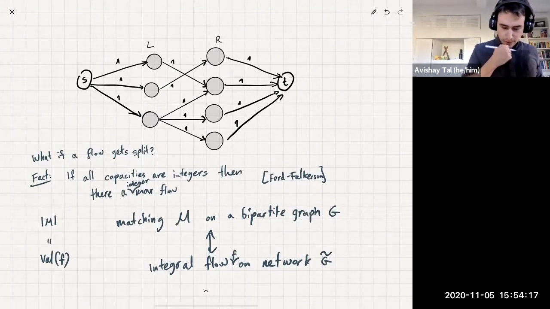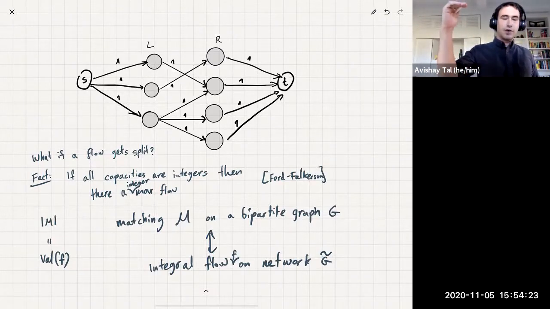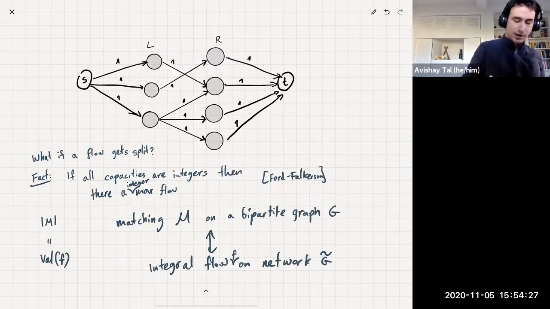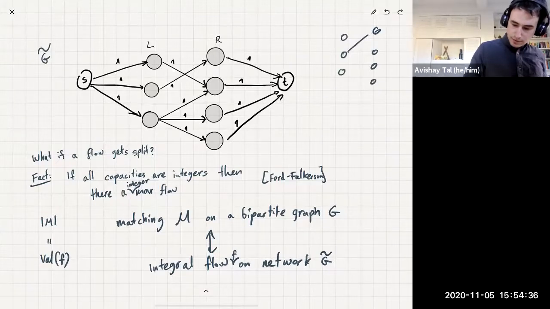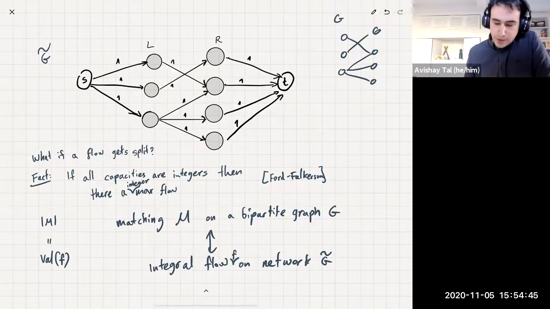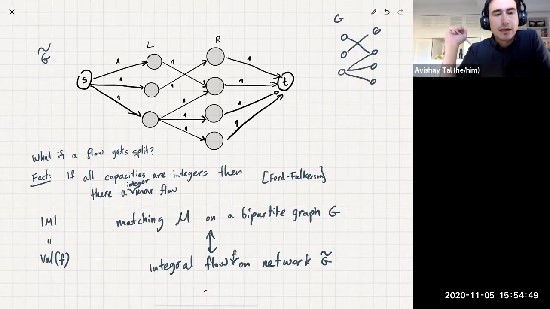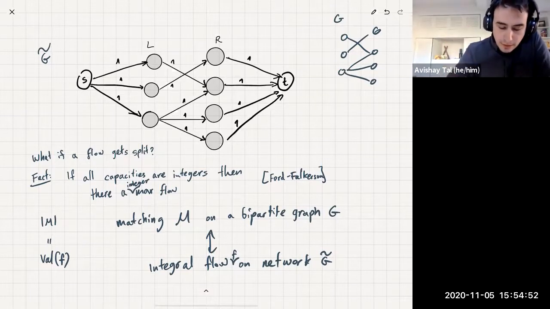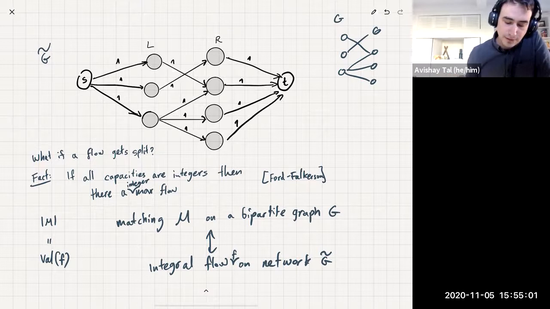So let's see, there are two directions here. We want to show that for any matching in the original graph, there's a flow in this graph. Let's call this graph G tilde, and the original graph is this bipartite graph that looks like that. So this is G and this is G tilde. Let's say that you have a matching in G. How would you get a flow in G tilde? Well, you would push one unit of flow on every edge in the matching. And you also need to push some flow from S and some flow to T.